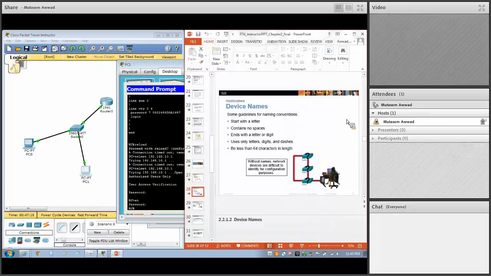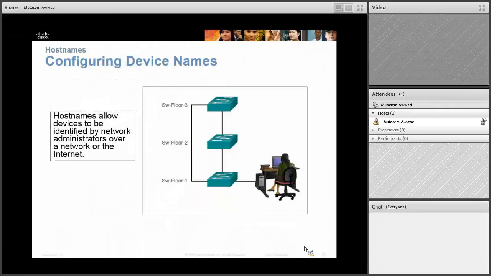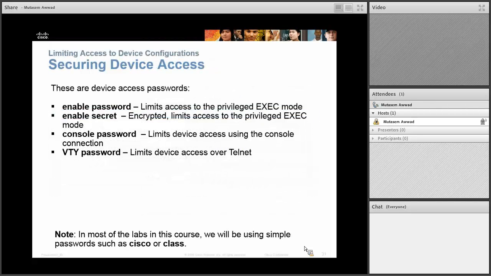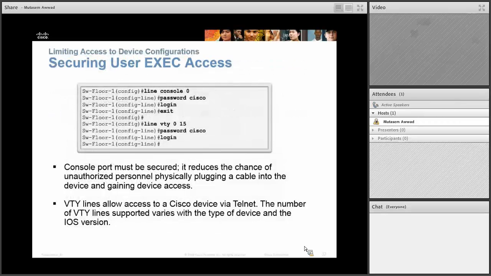Let's go back to the slides. And I think we covered pretty much a lot of this stuff. All right, so configure a host name. We know how to do that. I showed you how to do this. Same thing you do with the switch: the enable password, the console password, the VTY password. We saw all of that in action, right? So let's go through that. Here's your console password, the VTY password.